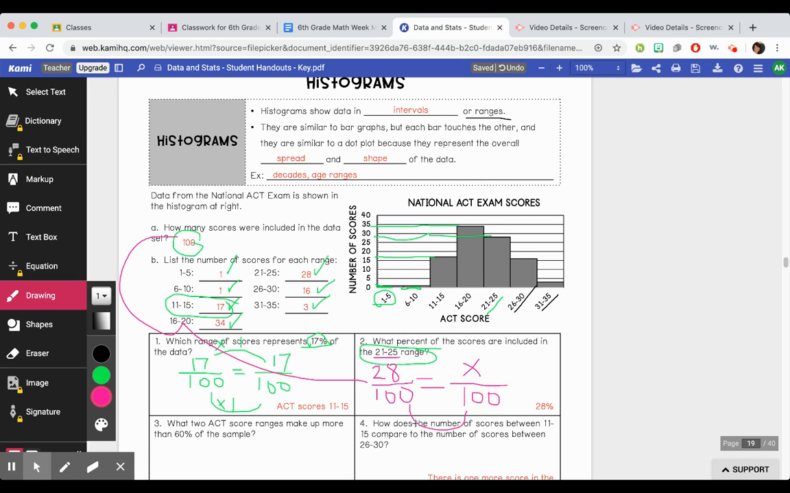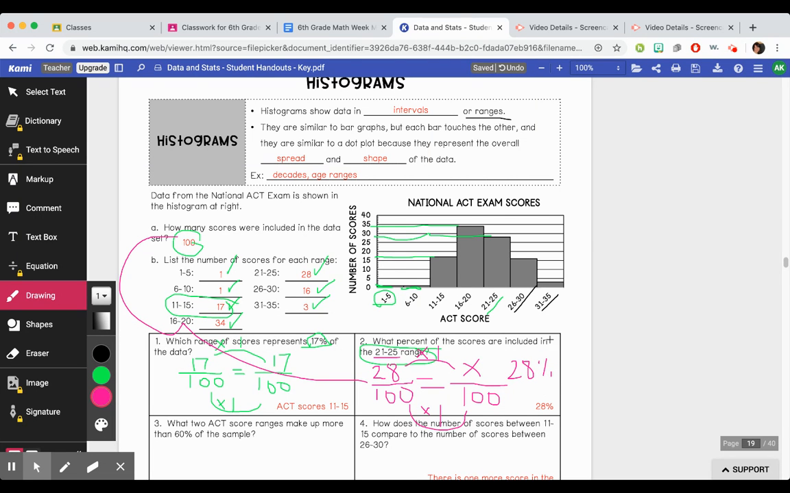To get from 100 to 100, we multiply by 1. And what we do on the bottom, we do on top. So we multiply this by 1. And guess what? We get 28%. That wasn't so bad, was it?